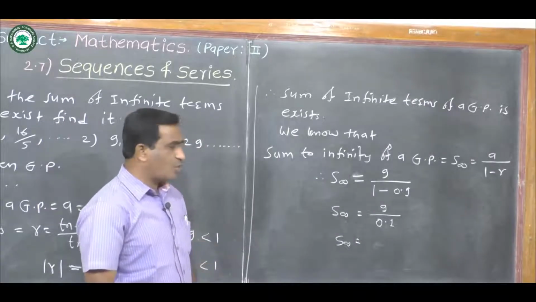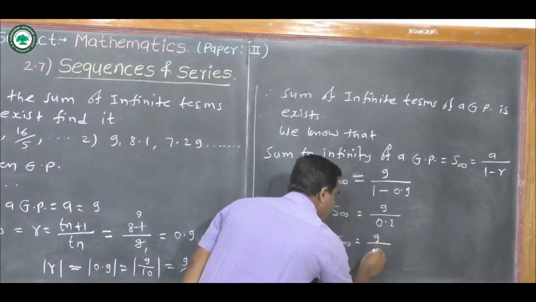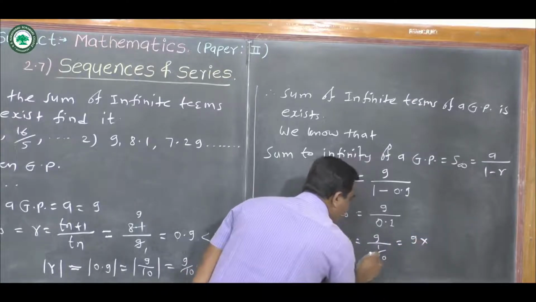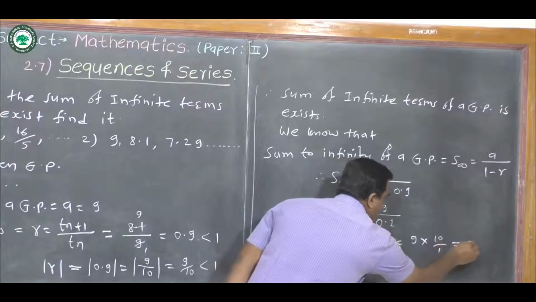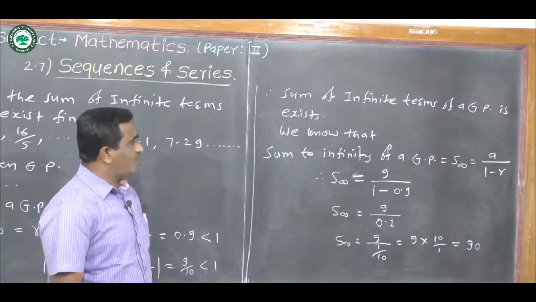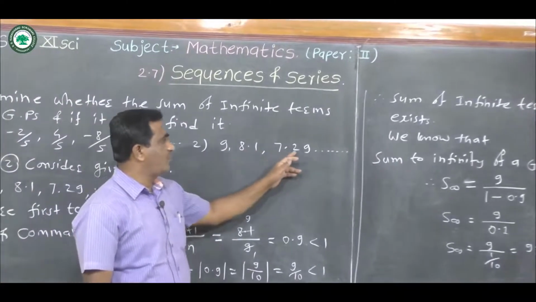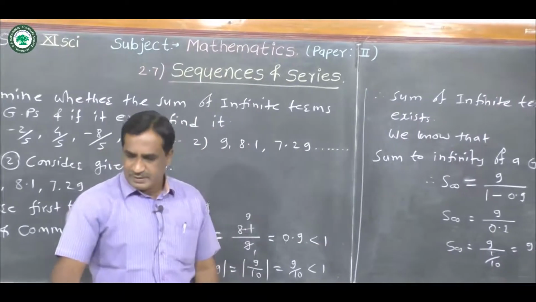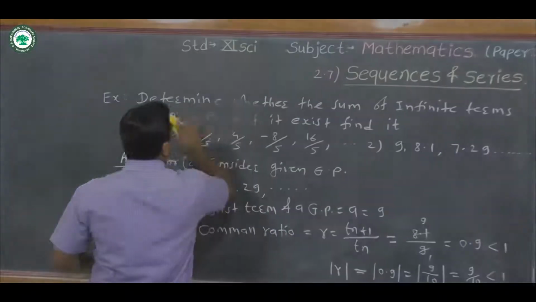Taking the reciprocal of 1 by 10, we can write here 9 into, first 9 upon 0.1, meaning 1 by 10, which is equal to 9 into the reciprocal of 1 by 10, which is 10 by 1, and the product of these two terms is 90. That is, the sum to infinite terms of the given geometric progression 9, 8.1, 7.29 is S infinity equal to 90. Okay, now we see the next examples, another type of examples.